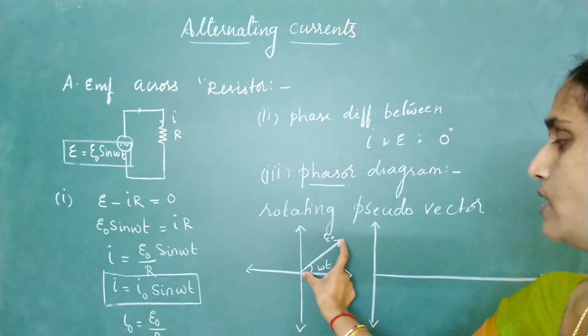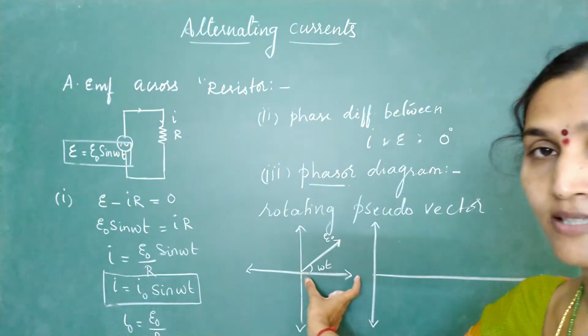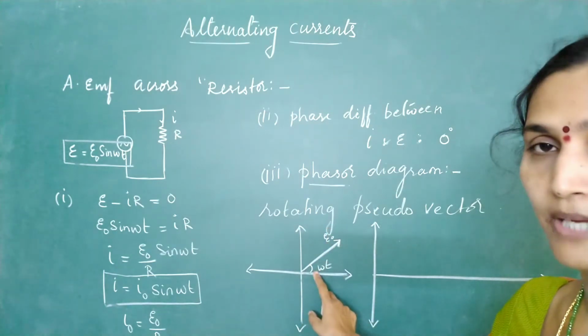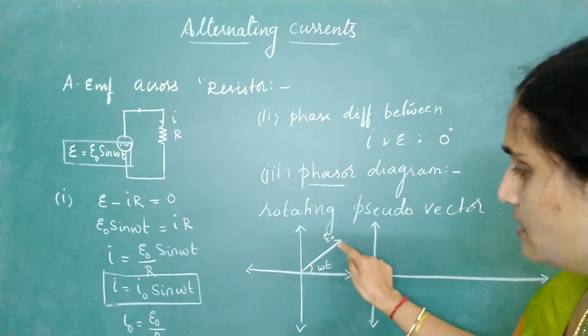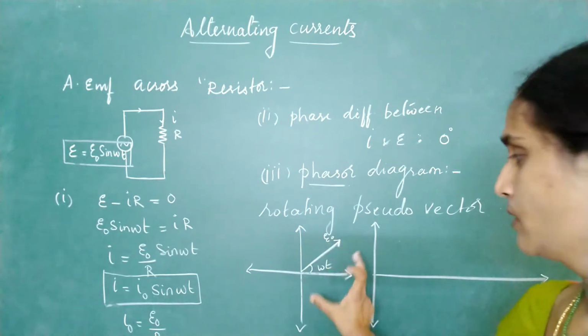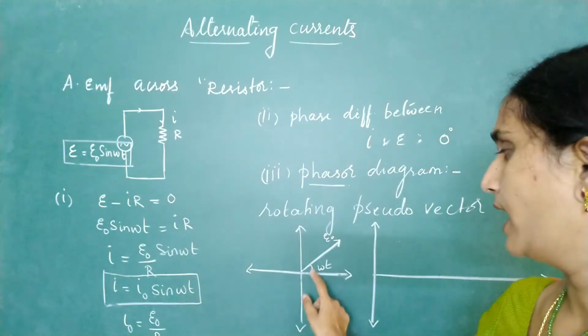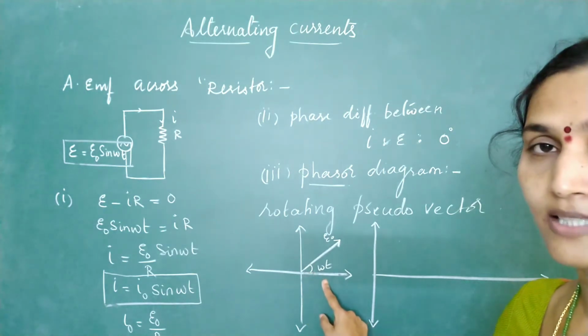That means at t equal to 0, the vector is on the x-axis. After t seconds, it has rotated through an angle omega t. So here I am representing the EMF vector whose length is proportional to E naught. And the angle made, I am taking as omega t.